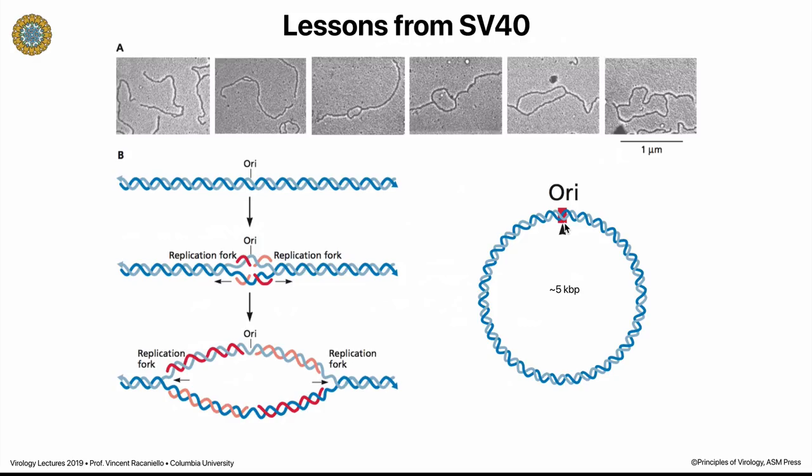And let's look at that on the left. You see in panel B, our DNA, we've just taken a small bit of it for clarity, and the origin is there.